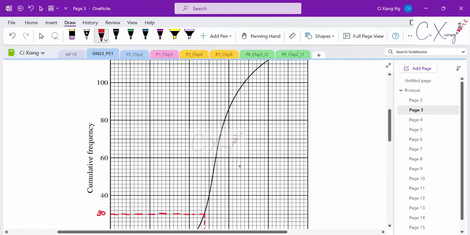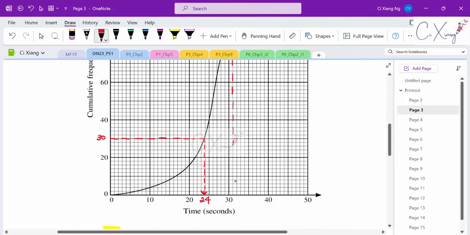Then after that I want to get Q3. So for Q3, I will read from the cumulative frequency value of 90. Again, draw a line towards the graph, then reflect it downwards to the x-axis, and read the value from the scale. So if you have a look, this value, I think, should be 31. For myself, I get 31.